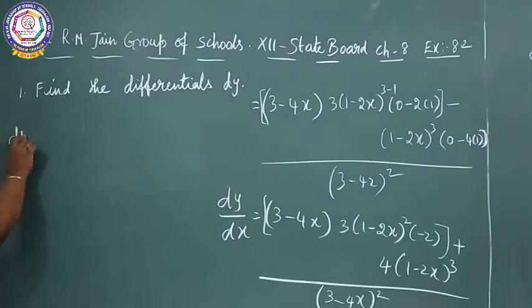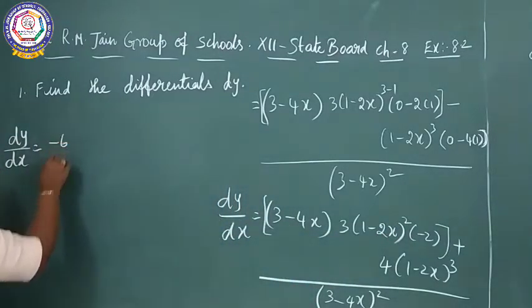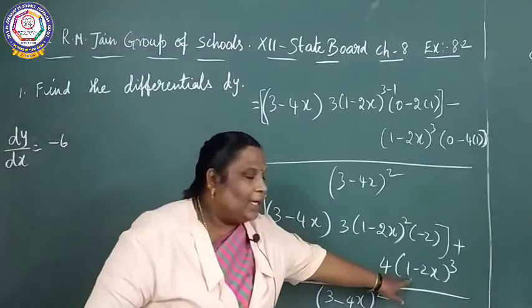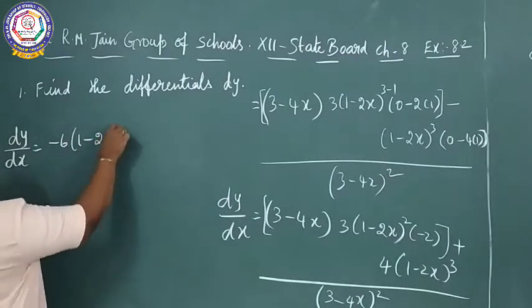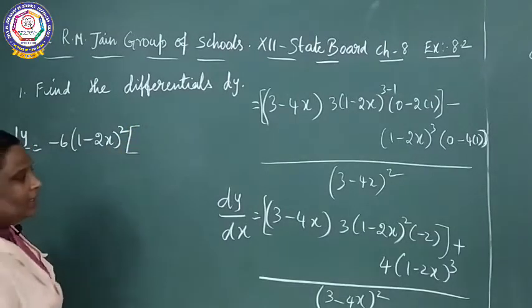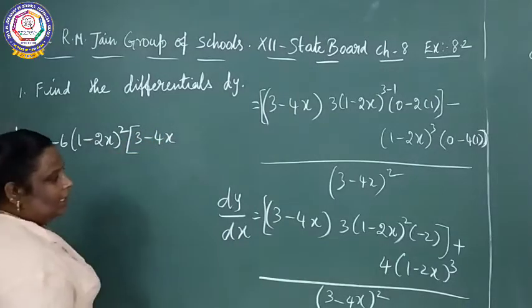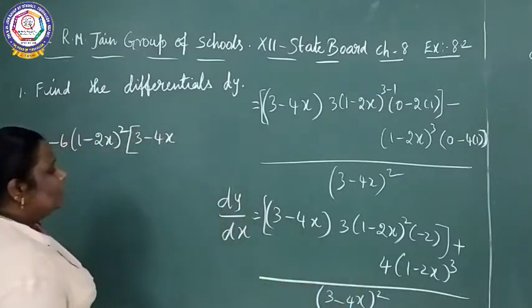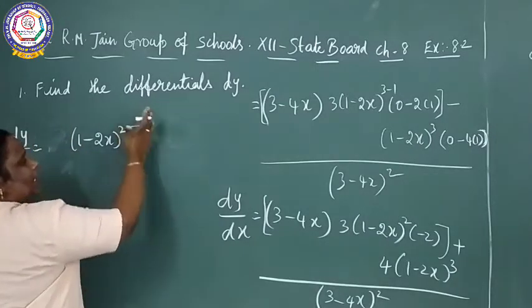Okay, dy by dx equals, you will write 3 2s are 6, minus 6. Here also 1 minus 2x is there, here also 1 minus 2x is there. You can take it as commonly out: (1 minus 2x) the whole square. What is the remaining thing left out? 3 minus 4x.